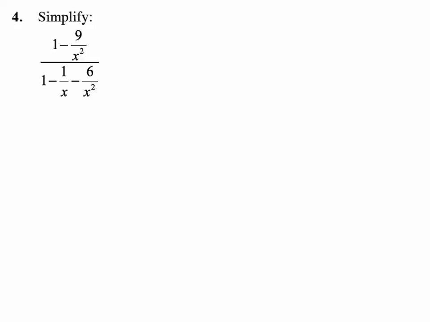Alright, looking at this one here, I would multiply through by a monomial. So what is that monomial that I would like to multiply by? Okay, looking at my denominators, I have an x squared over here, I have an x, and then I have another x squared. I think I'll multiply by x squared.